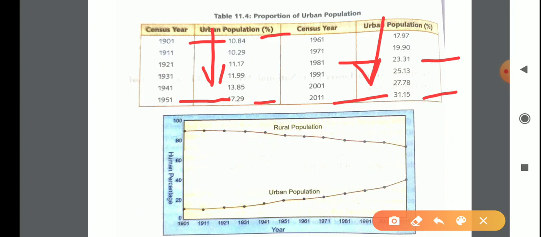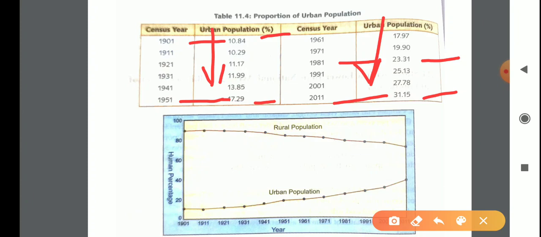And you all know the reason for this. The reason can be the better employment opportunities in urban areas. Standard of life is there, good educational facilities, health facilities. So this may be the reason for the urban growth rate over the period of time.